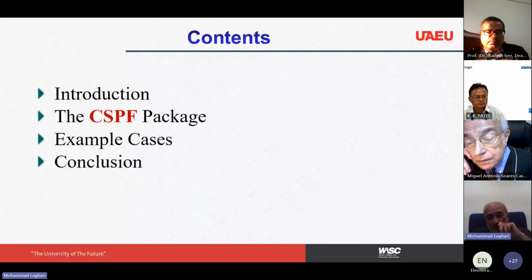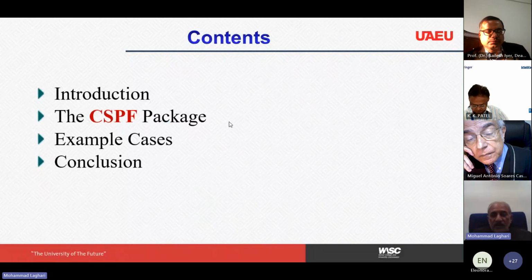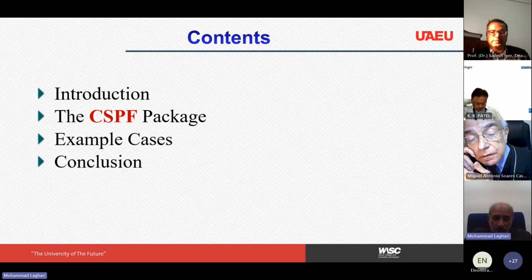I have an introduction, and then the CSPF, which is the Course Study Planning Framework package. I'll explain that. Then I have 2 example cases, which I've taken from the paper. 3 are described there, 2 will be shown here. And I'll have the conclusion.